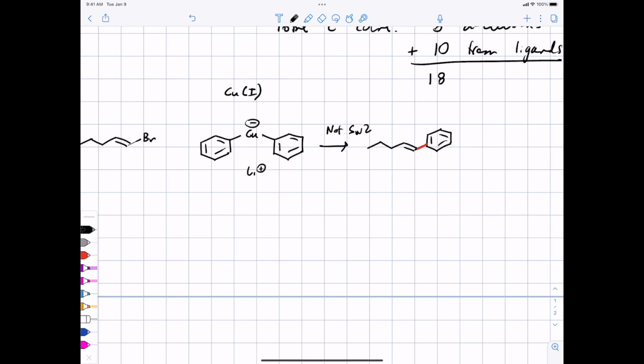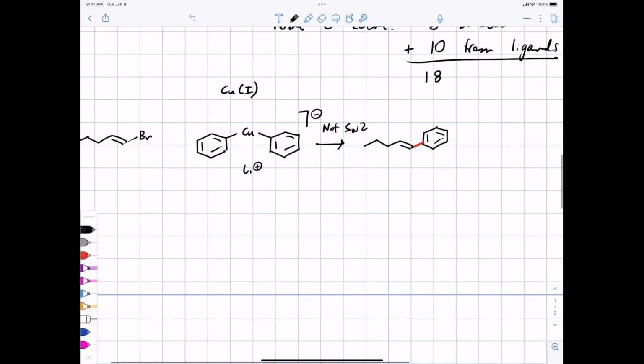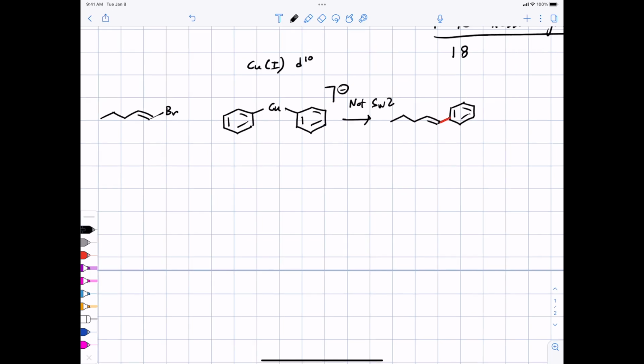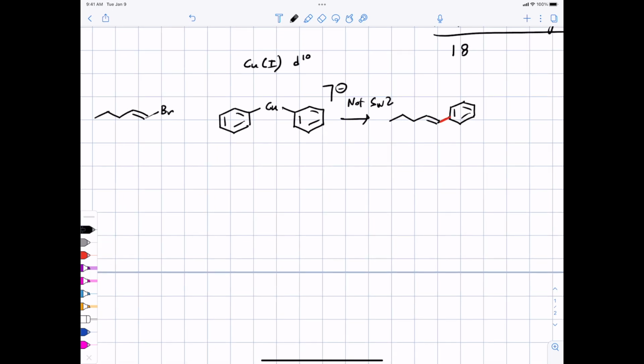You can tell it's +1 because of the overall charge on the complex. I used to write it as a formal charge on the copper. Now we'll be a little more sophisticated and just write it as an overall charge on the complex. We'll get rid of the lithium counter ion there. So this is copper 1, and again it's got 10 d electrons. So let's show you the mechanism of the reaction. I told you it was not SN2.